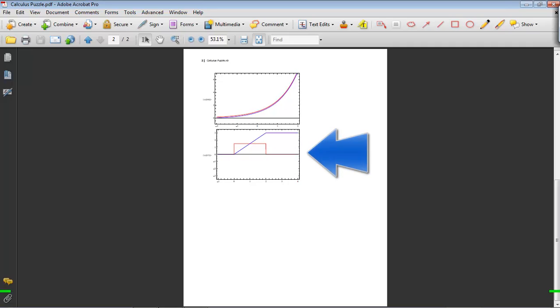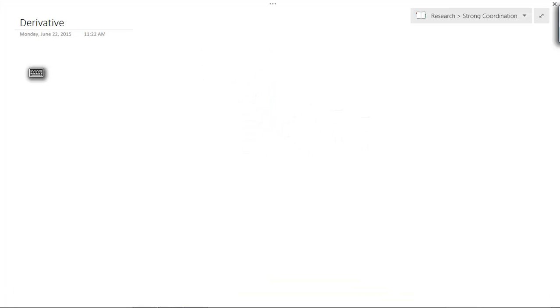Now this is a lot like the first example. It's even simpler. The red is 0, so blue is doing nothing. Then the red jumps up to some positive rate. The blue is increasing, and then it stops, and the blue is flat again. So the derivative is all about the slope.